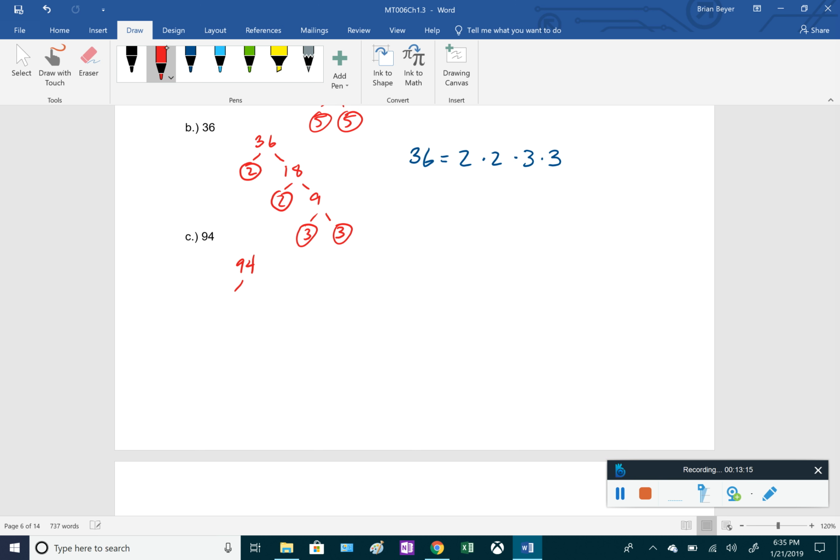Last one here is 94. It gets a little bit more challenging when the numbers are larger because you have to think of numbers that multiply to that number, some factors of it. 94 is even, so I know that 2 goes into it. So 2 times, I believe it's 47, equals 94. So 2 is a prime. Then you're thinking about 47. 47 is actually also a prime number. So 94 is equal to 2 times 47. There's actually an infinite amount of prime numbers. So just because the number is large doesn't necessarily mean that it's composite.